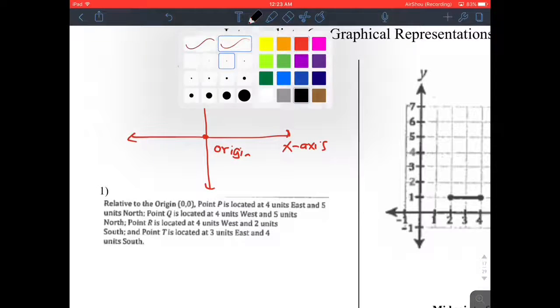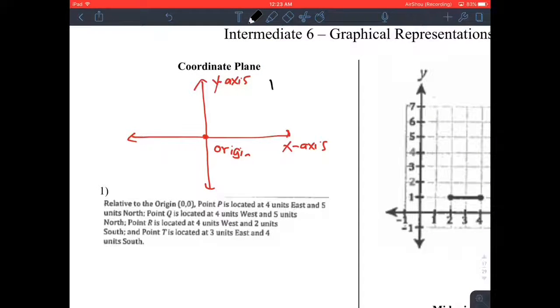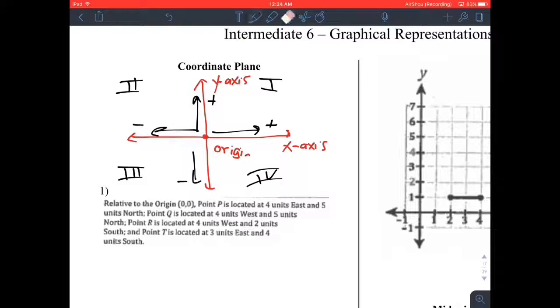It makes up 4 quadrants. The top right is quadrant 1, top left is quadrant 2, bottom left is quadrant 3, and bottom right is quadrant 4. If you go to the right, the x values are positive. If you go to the left, the x values are negative. If you go up, the y values are positive. If you go down, the y values are negative. All important things.